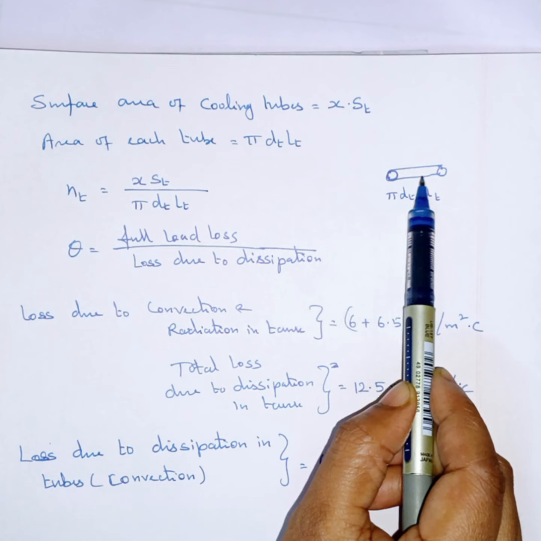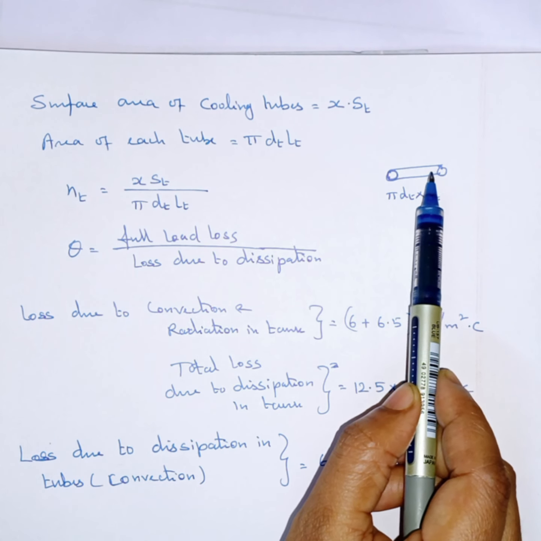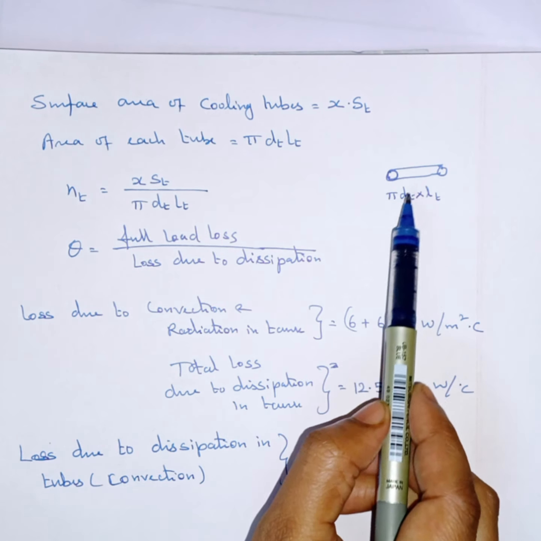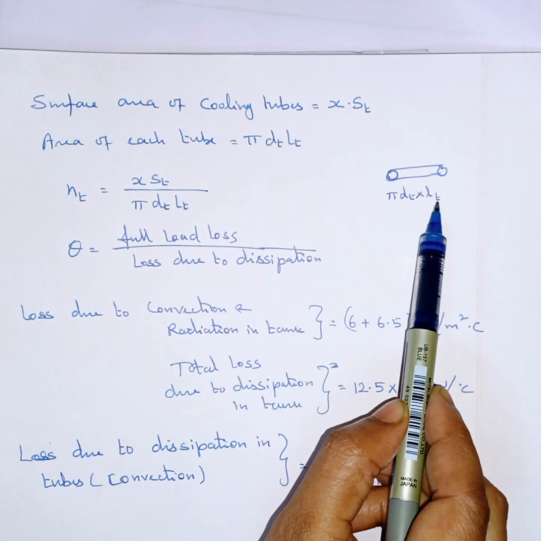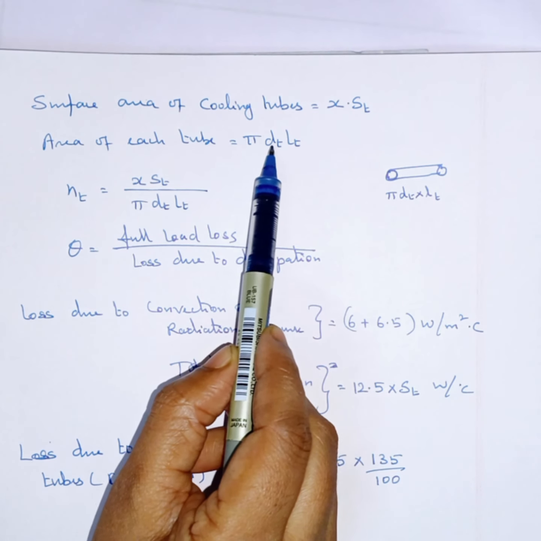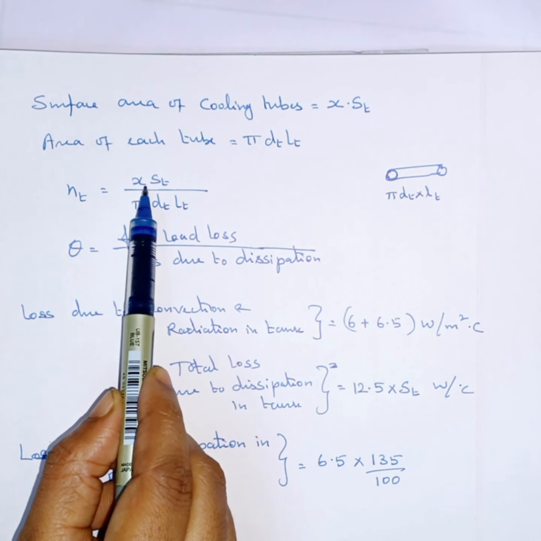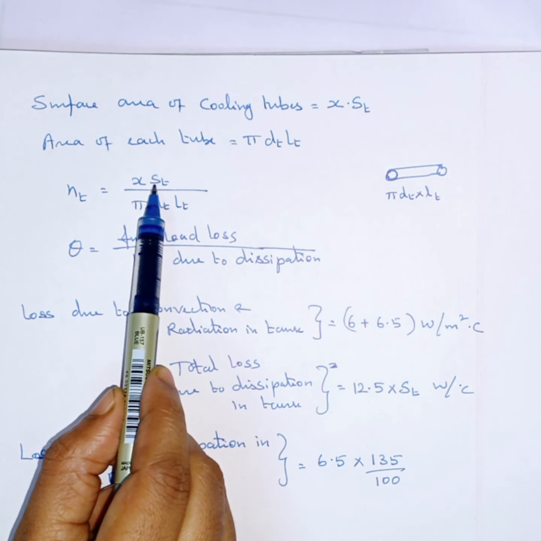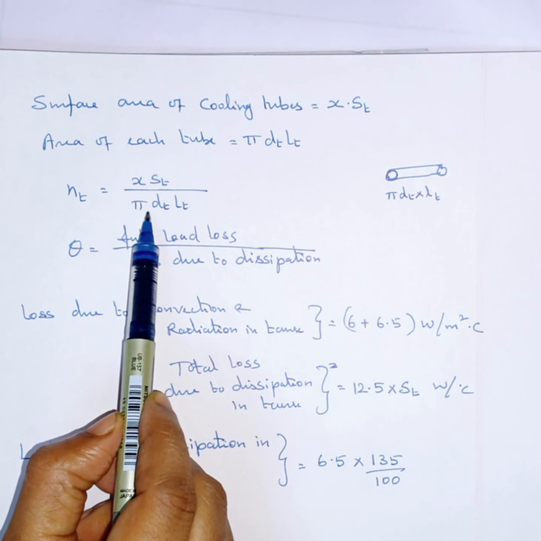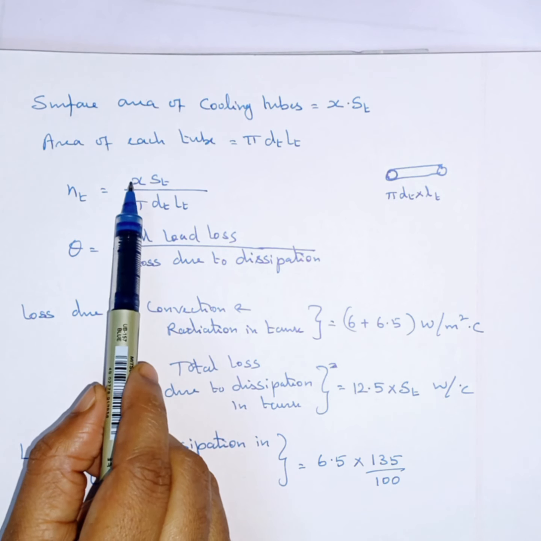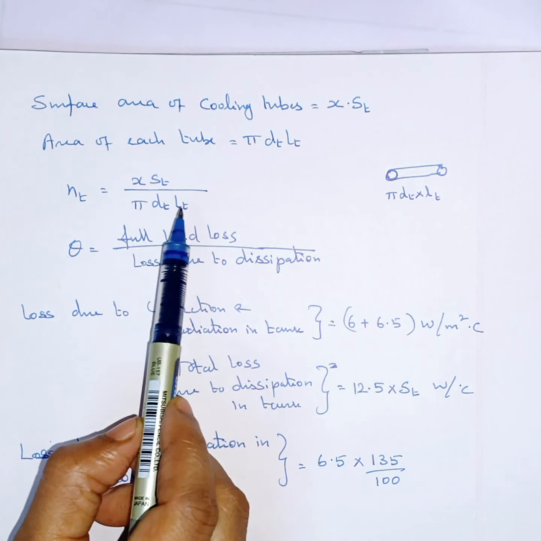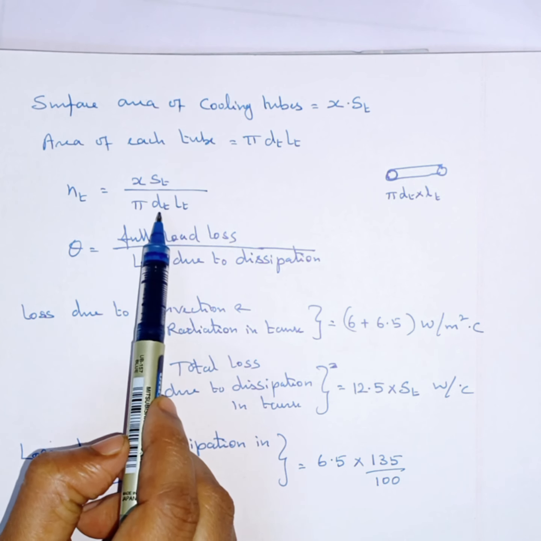If you take the entire length, then the surface area, which is responsible for the dissipation, will get LT. So the area of each tube is pi dt LT. Now NT is equal to XST, the surface area of the entire tubes, divided by the area of each tube. Here X is not known, the remaining values are known. ST we have found out.